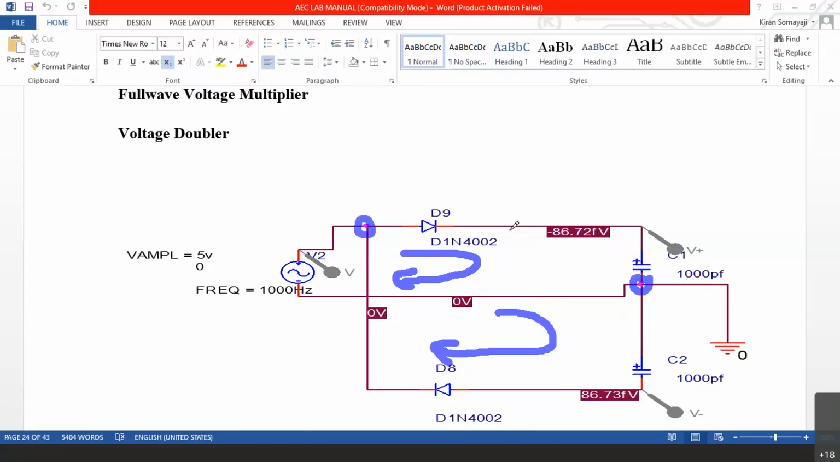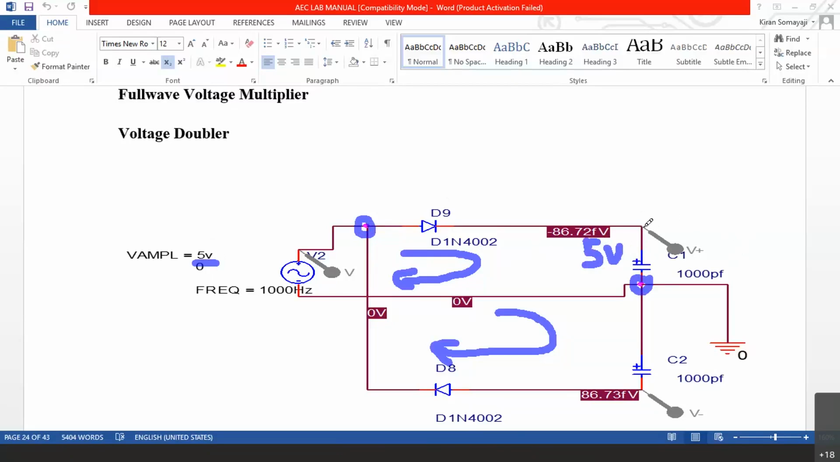So, in the positive cycle, when D9 is conducting, this capacitor gets charged to 5 volts, let us say. If the input is 5 volts peak or 10 volts peak to peak, we have given the amplitude here as 5 volts. So, this capacitor C1 charges to 5 volts. Now, C1 will not discharge in the negative cycle. Why? D9 is reverse biased. And C1 will not discharge also because the load is not connected. You cannot see any resistance here. If there is a resistance here, then only it discharges.